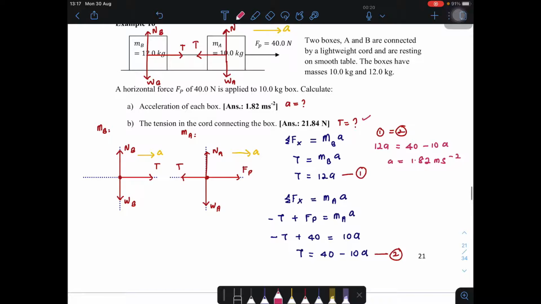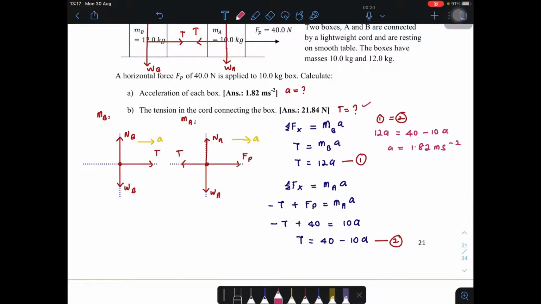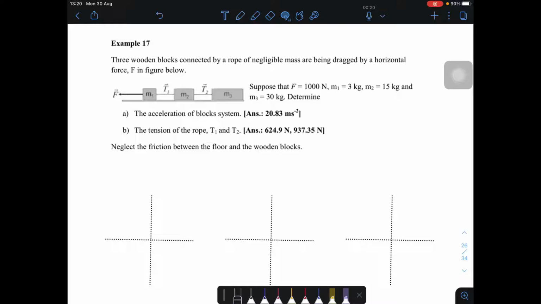Okay, and the next one we need to find T. You can use any equation. So we use the first equation, T equals 12A. So substitute. A is 1.82. So you will get the tension is equal to 21.84 Newton.